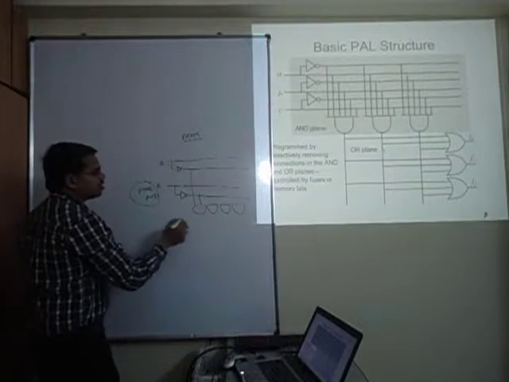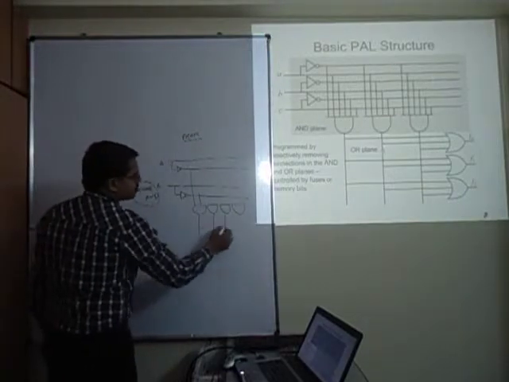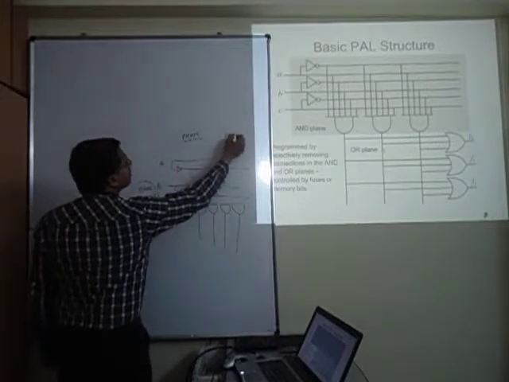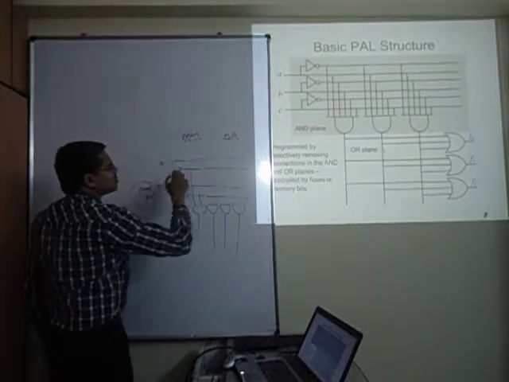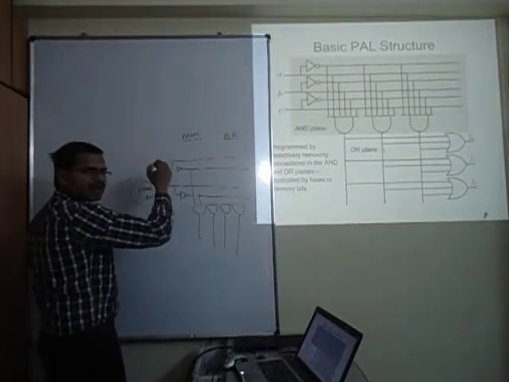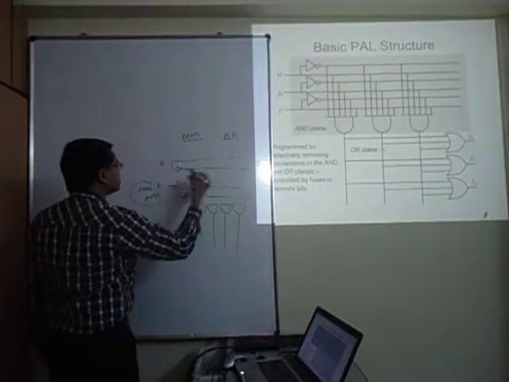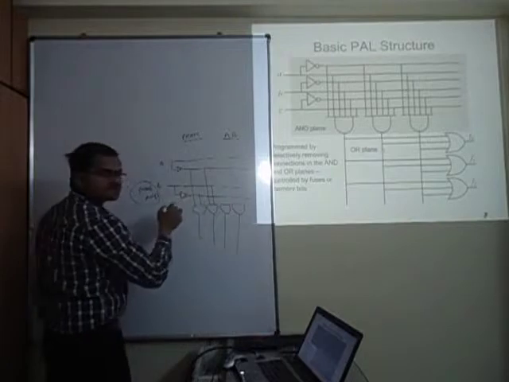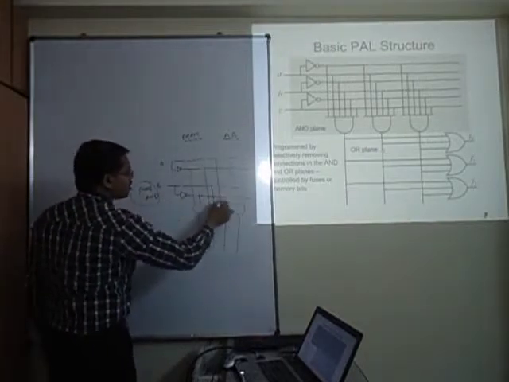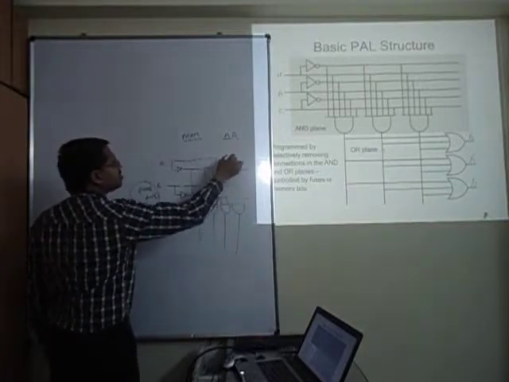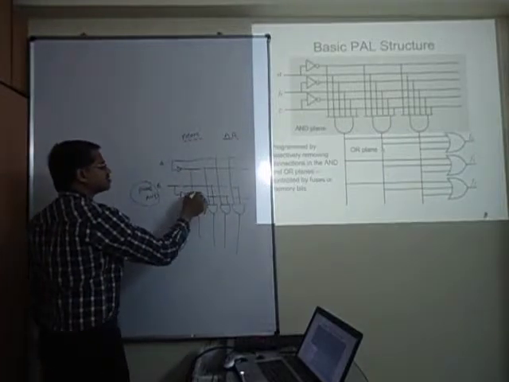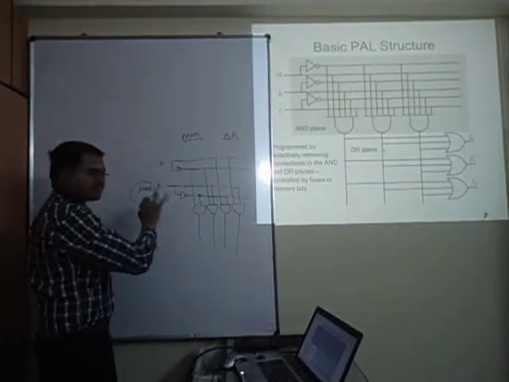Now 1, 2, 3, 4 outputs will be there. So next one will be what? If I go by the convention that A is on the left hand side, the MSB, and B is the LSB, then A bar B. So this A bar is here and B is here. Then next A B bar. So A is here, B bar is here. Next A B. So A is here and B is here. These are permanent connections, so it's fixed.